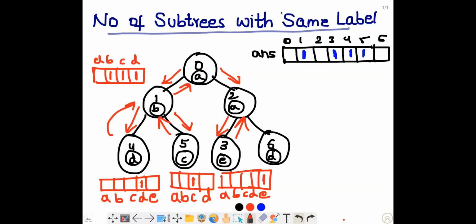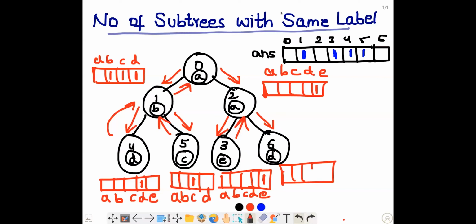And 2 also has a frequency array A, B, C, D, and E. It updates the frequency array with the frequency array which it got from 3. So we update it. And 2 again calls DFS of 6. Since we only have one node in the subtree, it also has a frequency array A, B, C, D, E. It counts itself and it returns.